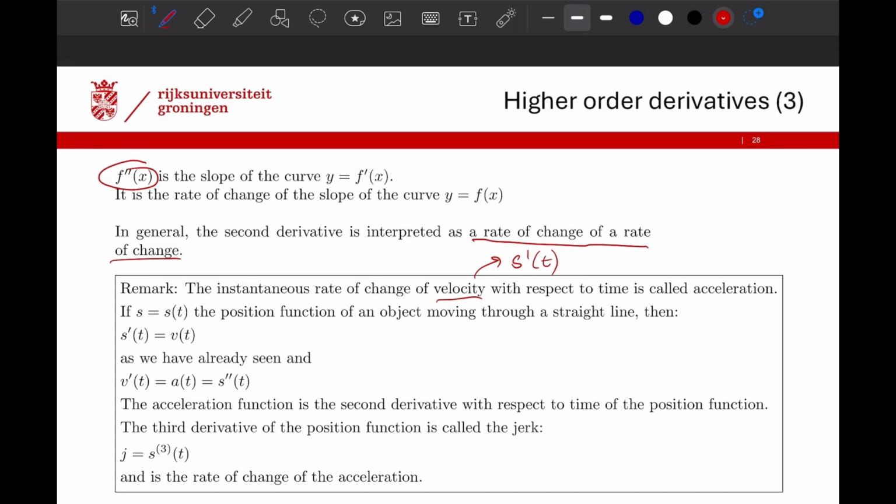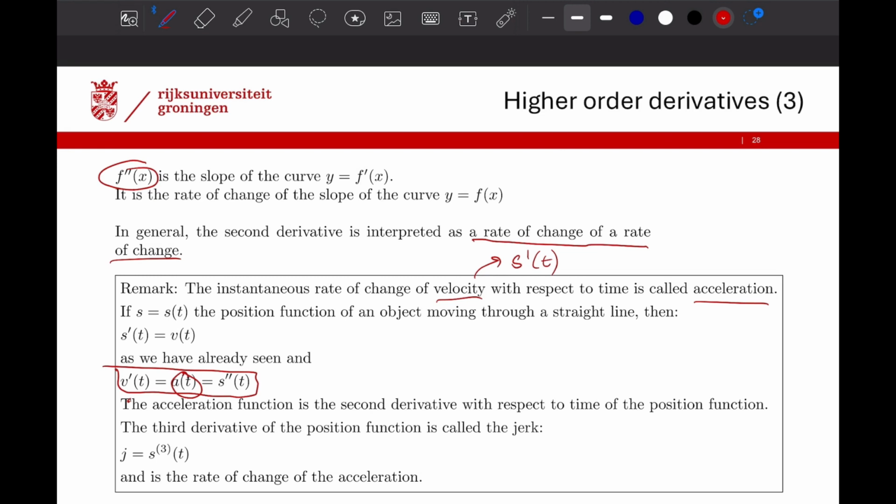So the way the velocity changes is described by the acceleration. Of course, with respect to time, because we're talking about functions that depend on time. The position depends on time, and so do the velocity and the acceleration. So the derivative of the velocity is the acceleration, or the second derivative of the position is the acceleration. That's exactly what this is saying. So acceleration: derivative of velocity, or second derivative of position.